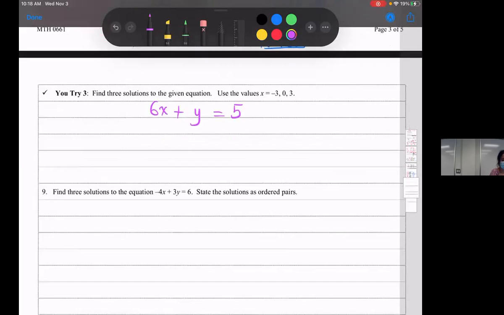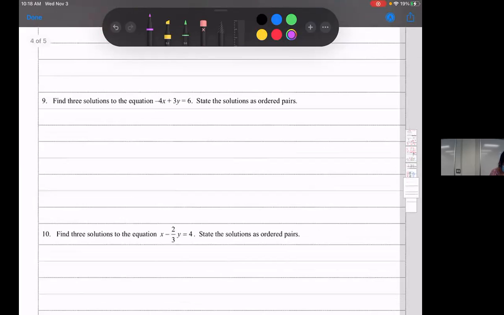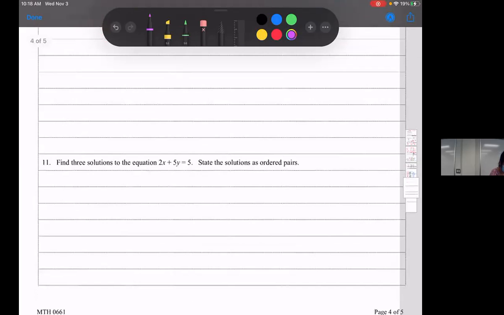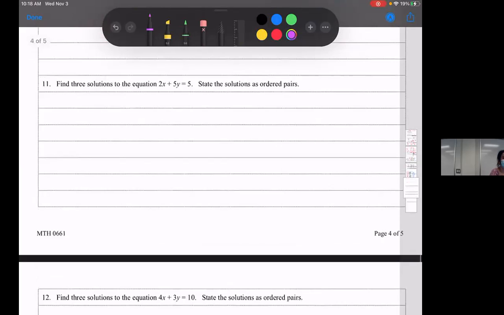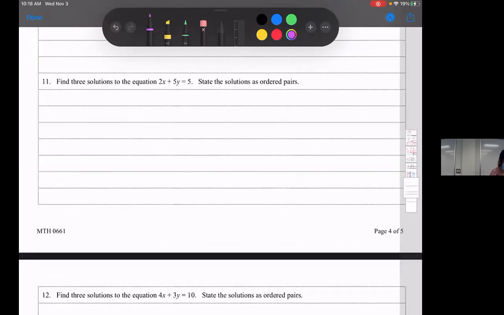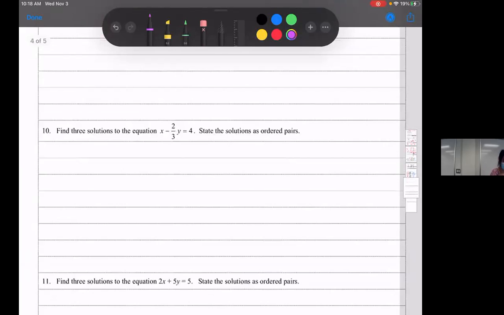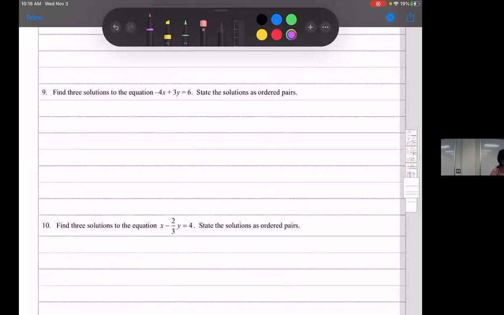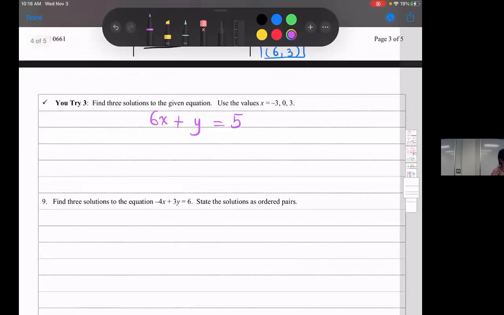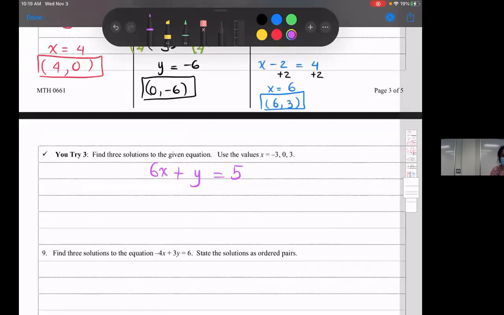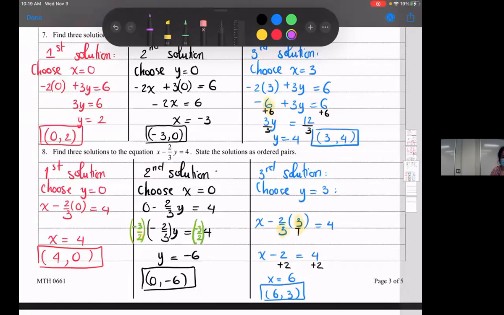After you finish You Try 3, I want you guys to do number 11 and number 13. And then show me your work and then you can leave. You pick a number again, just like I did. What about the people on Zoom?